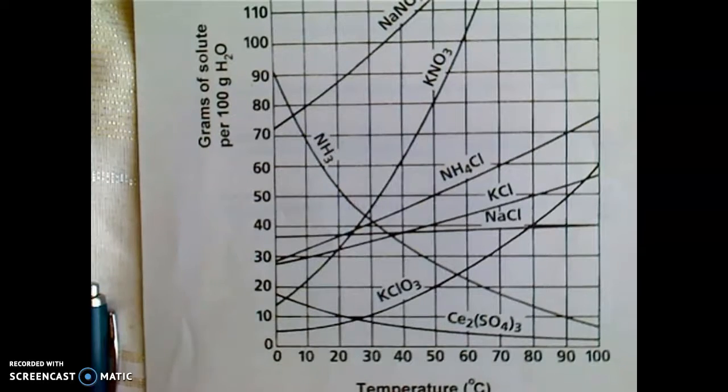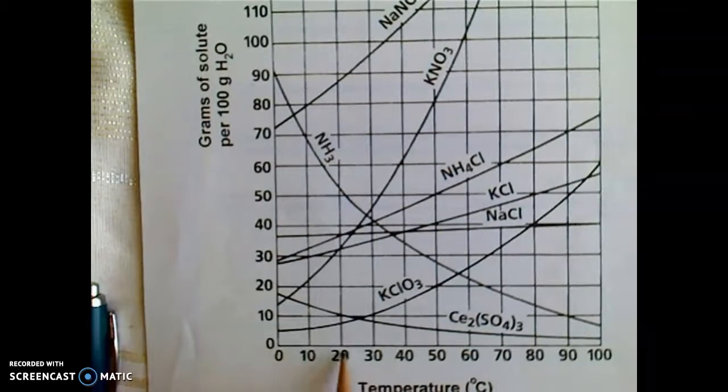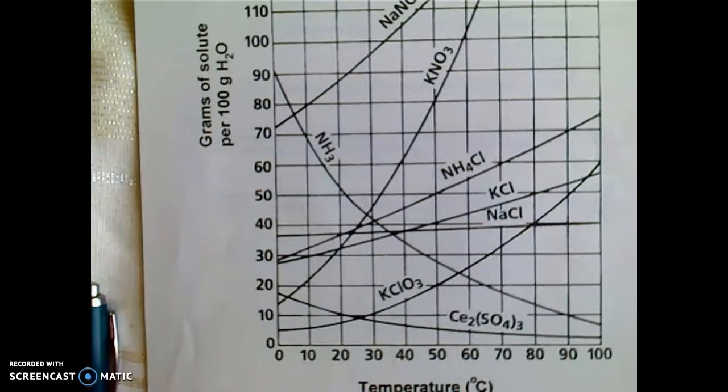All right, so one of the things that I could ask you, we could do this one, like KClO3, potassium chlorate. How many grams can be dissolved in 100 grams of water at 30 degrees Celsius? So you'd go across, find your 30 degrees, go up, and then go over, and it looks like just a little more than 10. So maybe 11 grams, maybe 10.5 grams, you would estimate.